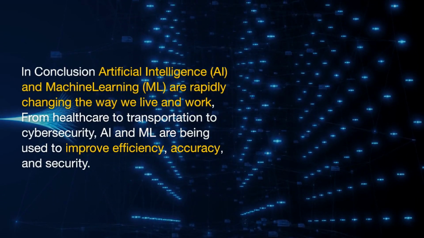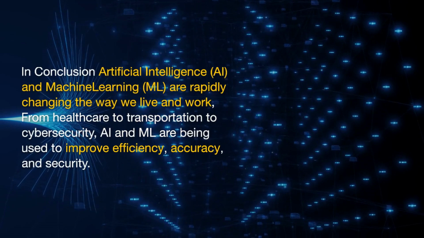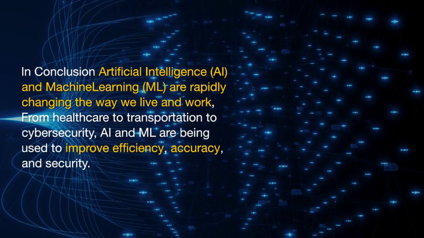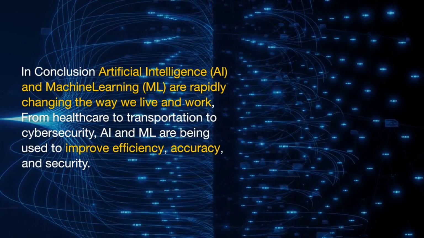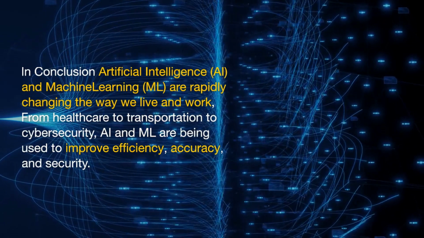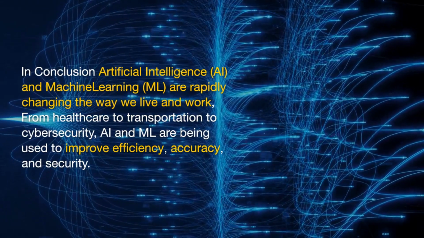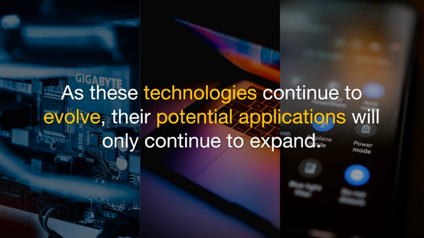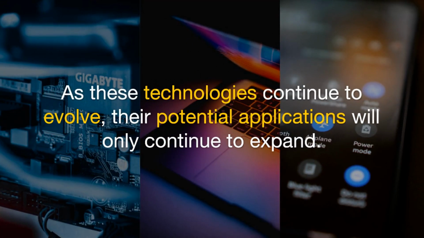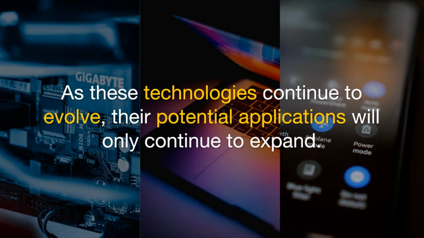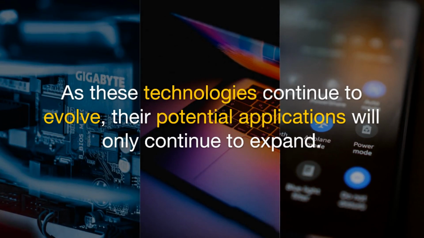In conclusion, artificial intelligence, AI, and machine learning, ML, are rapidly changing the way we live and work. From healthcare to transportation to cybersecurity, AI and ML are being used to improve efficiency, accuracy, and security. As these technologies continue to evolve, their potential applications will only continue to expand.